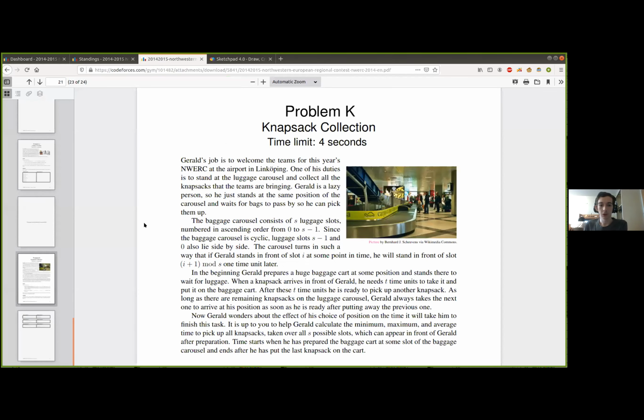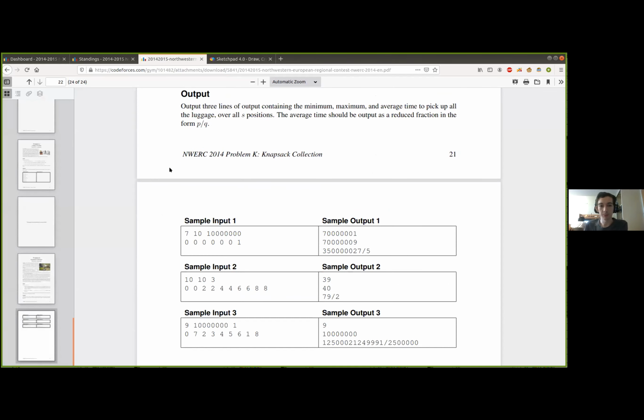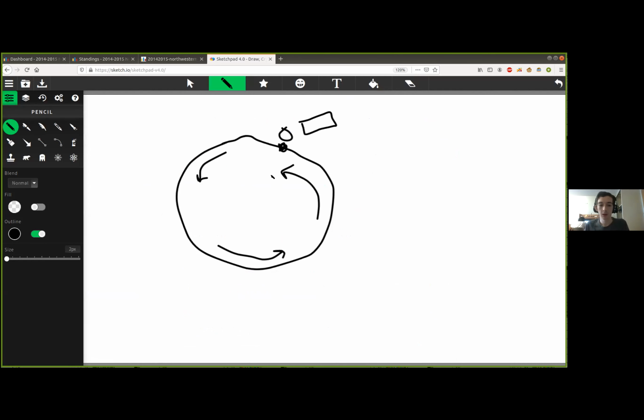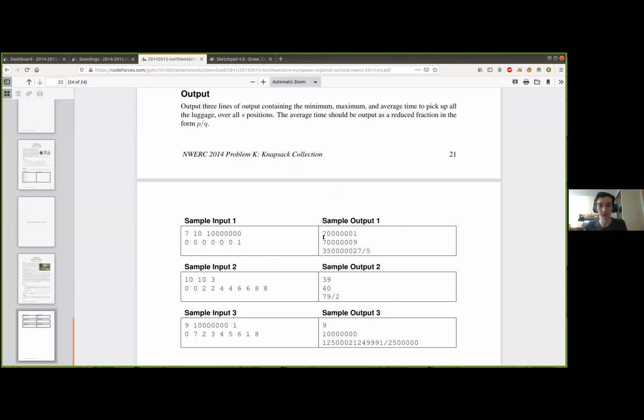So the question is, we want to know 3 pieces of information. We don't know where you start, maybe you're standing here instead. So the question asks, if you stand in the best possible spot, what's the amount of time it'll take you to load the bags? And then the other question is, what's the maximum amount of time it could take you, if you stand in the worst possible spot? And the other one is, what's the average over all starting points? And they want it as a fraction.